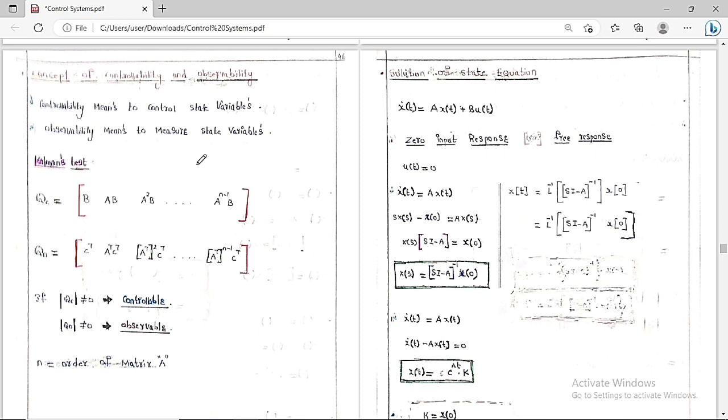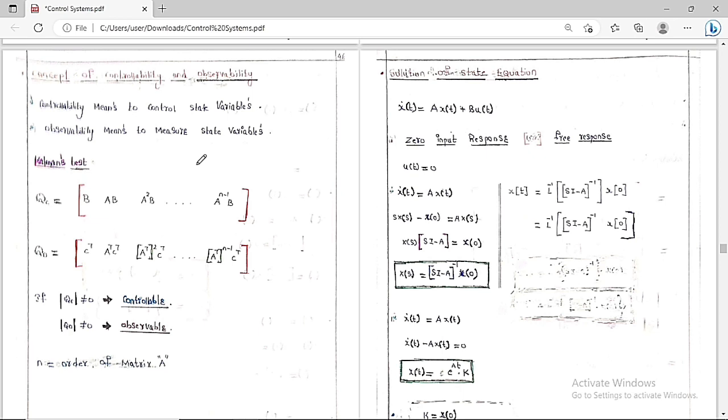So this point you always have to keep in mind. Controllability basically means to control the state variables, and observability means to measure the state variables. If all the state variables are controlled, then it is called a controllable system. If any one of the state variables is not controlled, then it is called an uncontrollable system. If all the state variables are measured, then it is called an observable system. If any one of the state variables is not measured, then it is called an unobservable system.